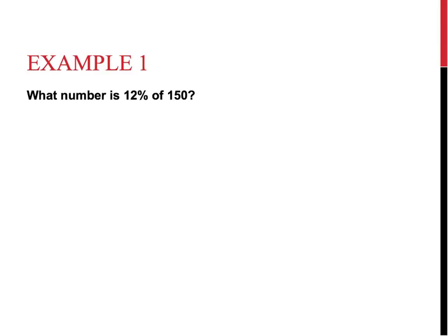Our first example says, what number is 12% of 150? So let's look at what we know. What number is? The thing that we don't know is the part. Remember, part equals percent times the whole. I needed to make my pen a little bit bigger. So we can substitute. P is the thing that we don't know, equals 12%.